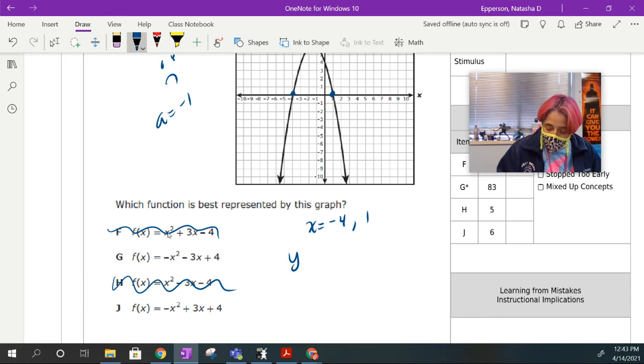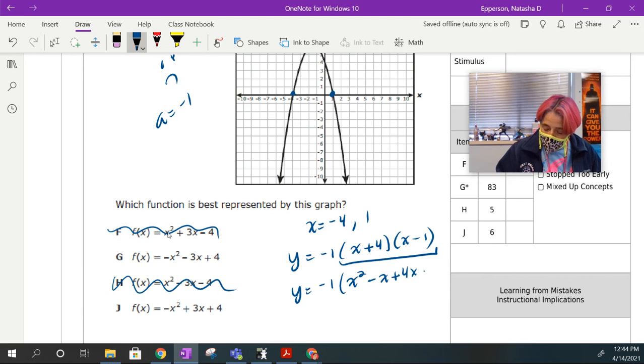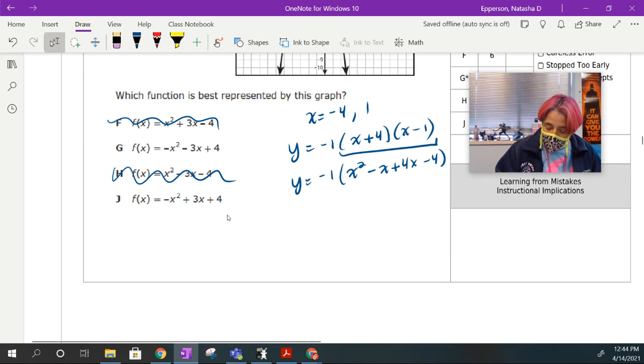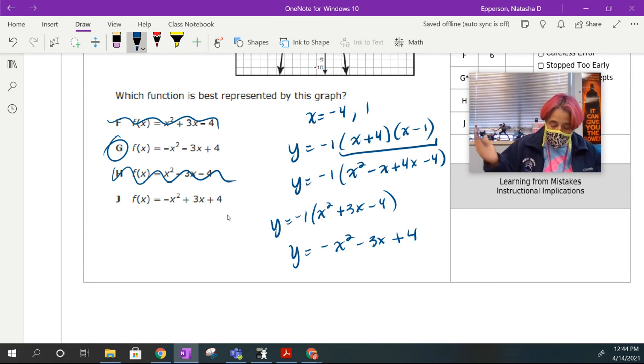So now when I write my quadratic, that's going to be negative 1 times x plus 4 times x minus 1. I can distribute that negative 1 in there, or I can FOIL these two binomials first, so let's do that. That gives me x times x, which is x squared, minus x plus 4x, and then minus 4. Combine like terms, that gives me y is equal to negative 1 times x squared plus 3x minus 4. We're going to distribute that negative. So that gives me y is equal to negative x squared minus 3x plus 4, which is our answer choice G. Done.